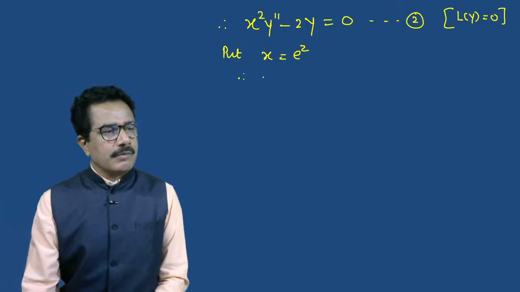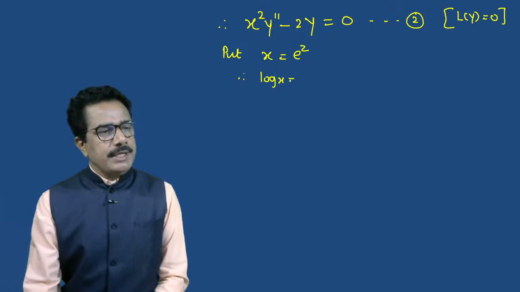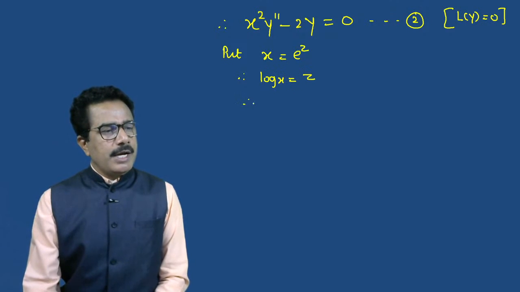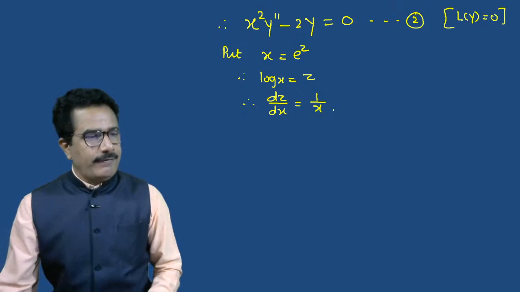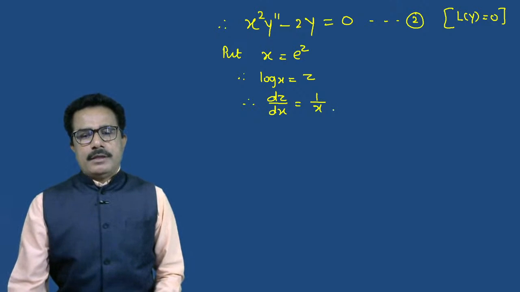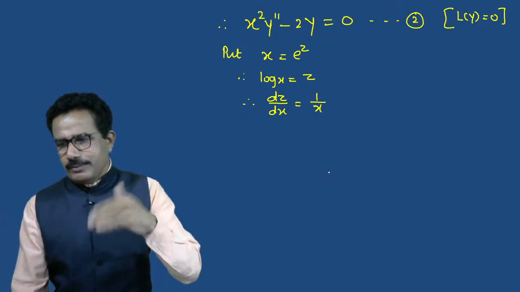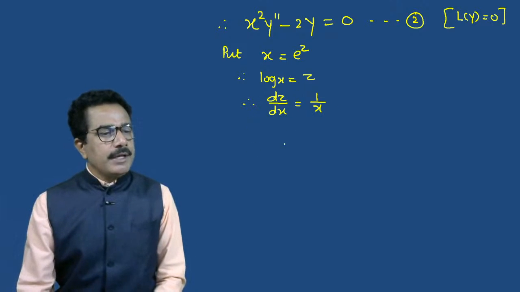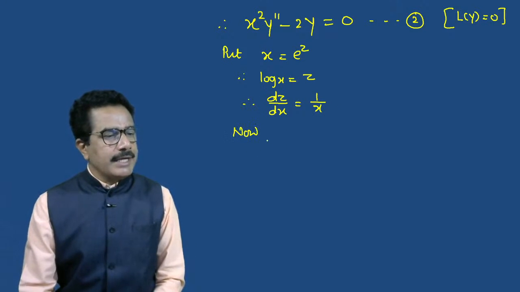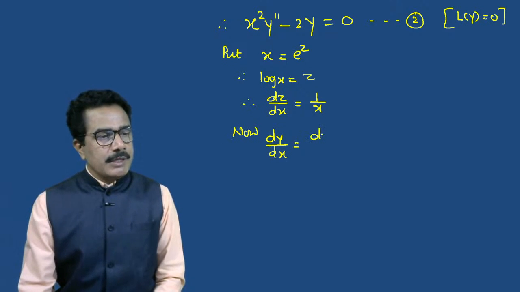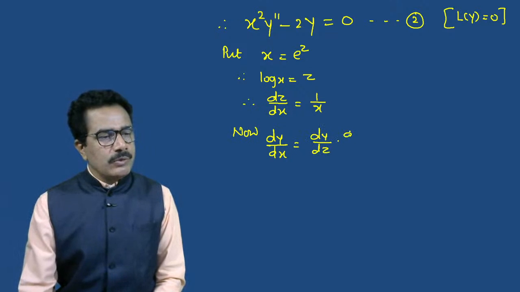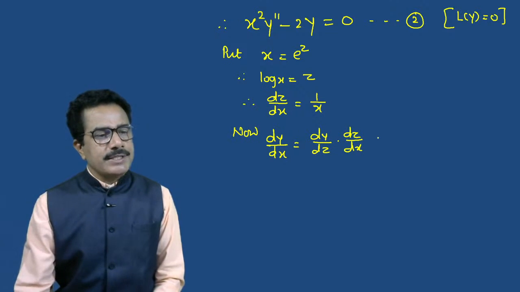Therefore, log x is equals to z. Therefore, dz by dx equals to 1 upon x. Now first of all calculate dy by dx. dy by dx is equals to dy by dz into dz by dx by the chain rule.